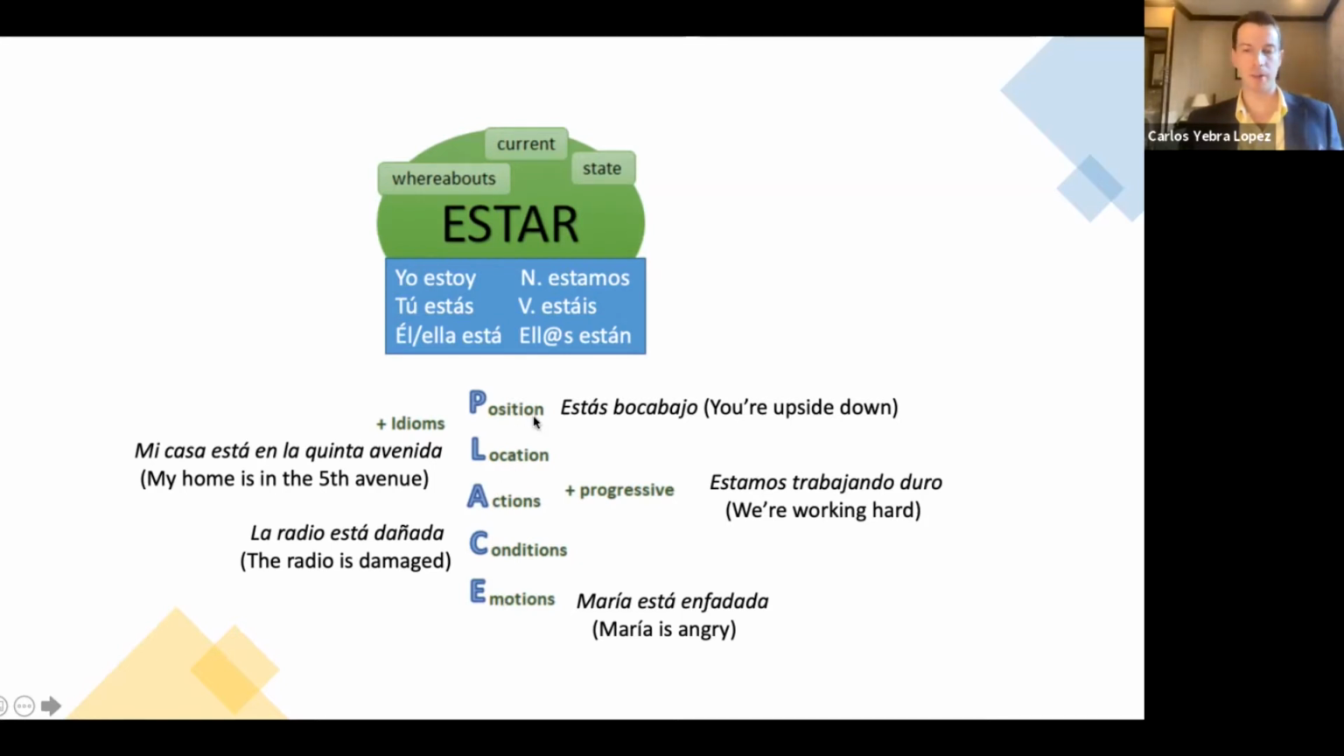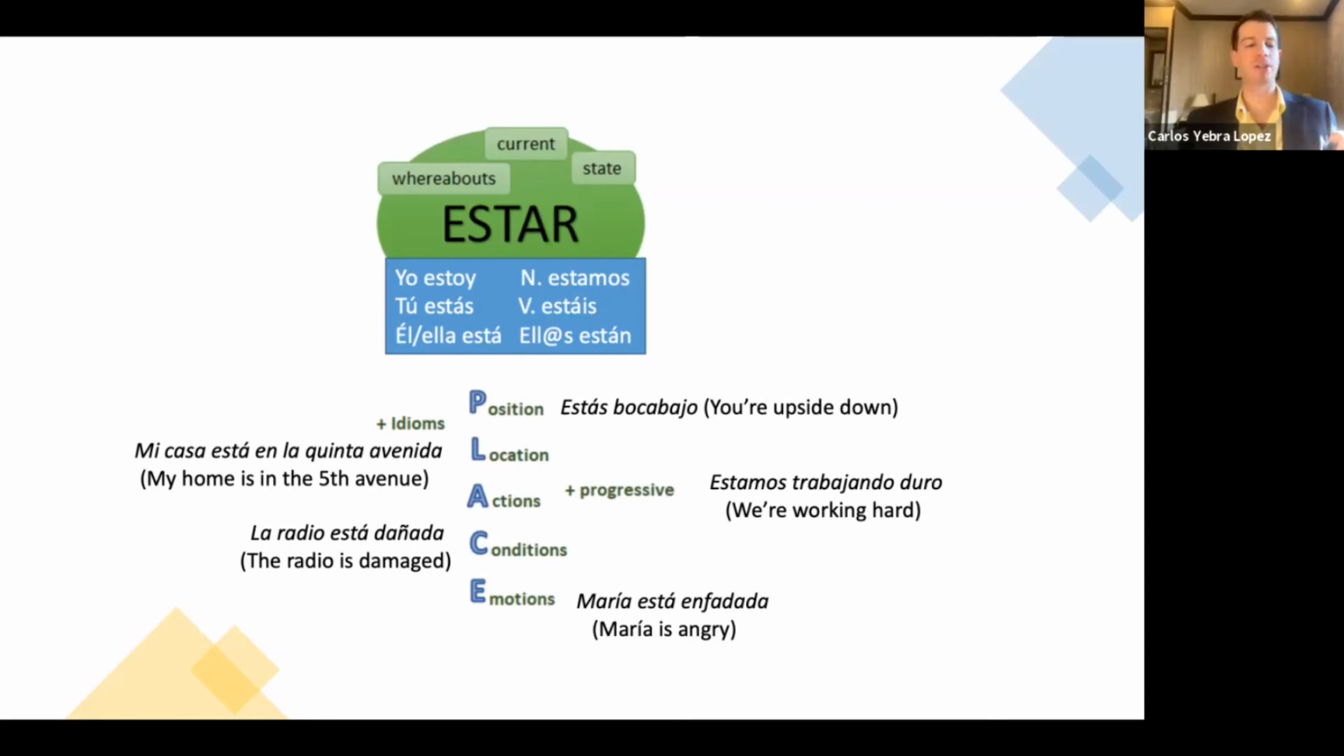So position. For instance, you're connecting to Zoom, all of a sudden you're upside down. Your interlocutor wants you to change your position so that you look like a normal person, and she or he says, you're upside down, estás boca abajo. So for the purpose of talking about the position of something or someone, we use estar, estás boca abajo. We wouldn't say eres boca abajo, but estás boca abajo.